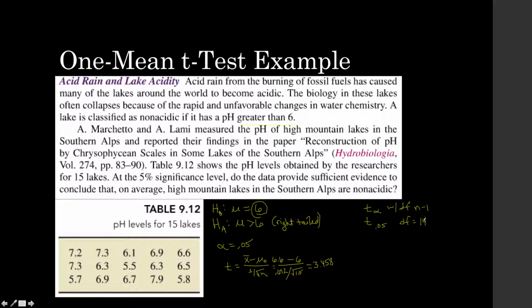15 minus 1. Okay? So what we need to do is go back here to table 4. So flip to table 4 in the back of your book. Go down your column to 14, where the degree of freedom is 14. Go over to 0.05. And you should see there that is 1.761.